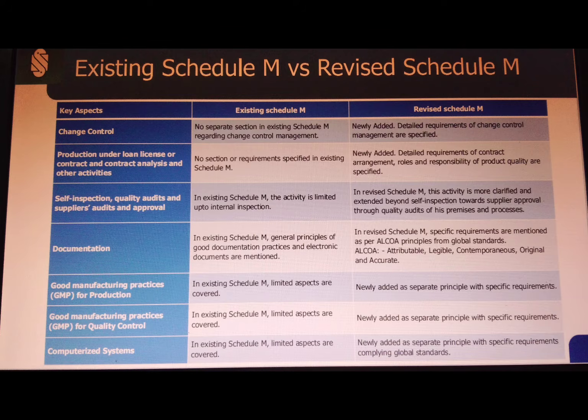Good manufacturing practices for production. In existing Schedule M, limited aspects are covered. On the other hand, in the revised Schedule M, newly added a separate principle with specific requirement.